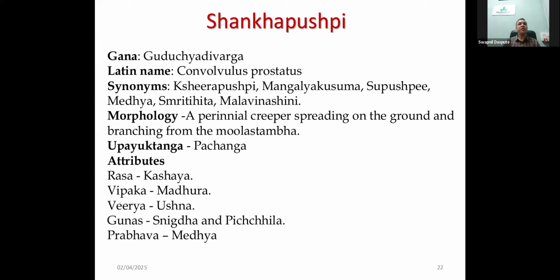Mangalya Kusuma. Mangalya is auspicious. Kusuma is flower. So maybe the flower of Shankhapushpi is used on auspicious occasions, hence Mangalya Kusuma. Supushpi. Medhya, which has good action on the Medha or the intellect. Smriti Hita. Smriti is memory, Hita is beneficial. So beneficial for the memory, hence Smriti Hita. Malavinashini. We'll see what that is as we see the next slide.